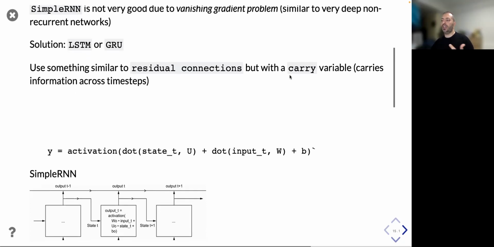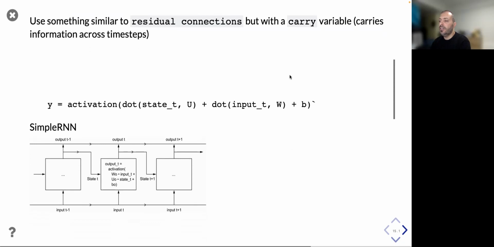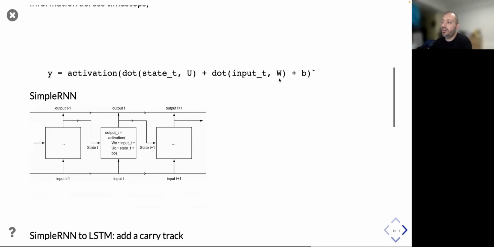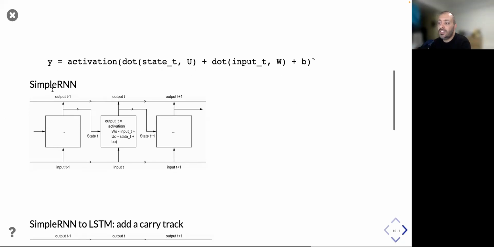So we have an extra line of information that carries the information across the time steps. So let's see how this works. Now what I'm going to show now, you don't really have to remember or even understand. This is not needed in order to use these networks, but it's good to see at least once. So this is the simple RNN.